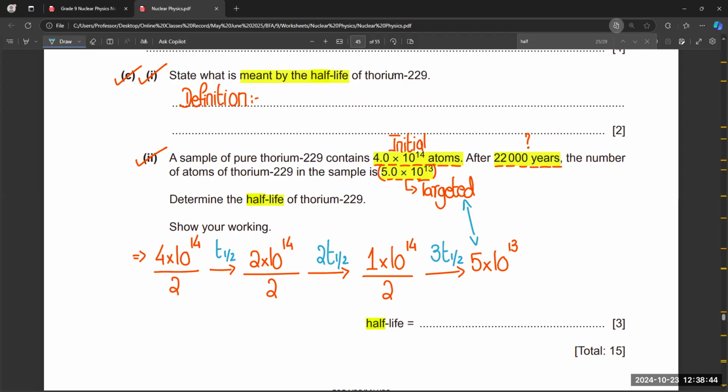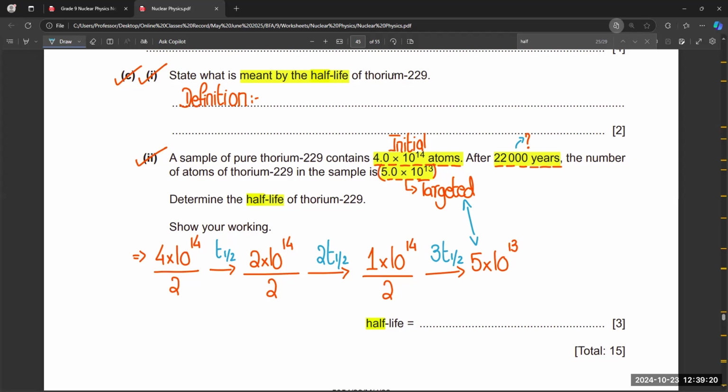So now we know two quantities. We know the initial quantity and the final quantity. Now one thing is the question mark, which is years, 22,000 years, right? So what to do with this 22,000 years? It is clearly mentioned that in 22,000 years, your initial sample decreases to your targeted sample, because the initial value is greater and the targeted value is smaller. So it takes 22,000 years.